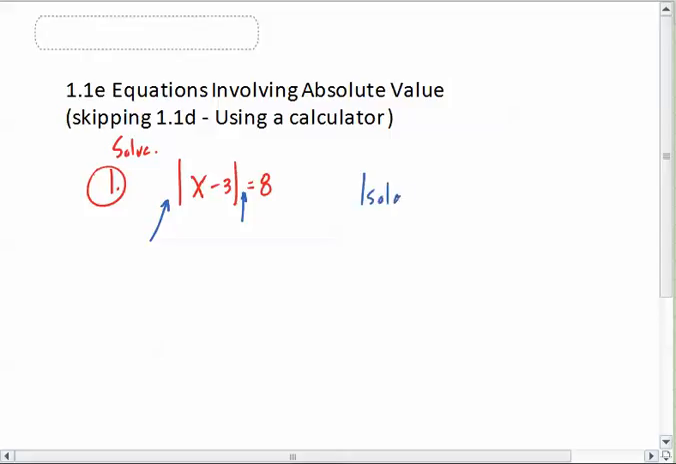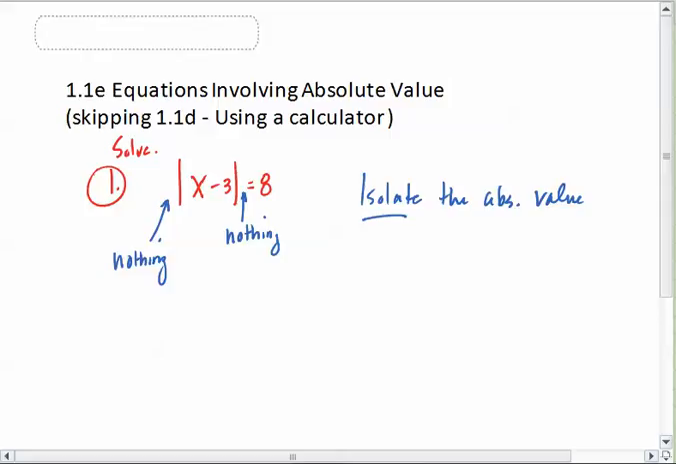So we're going to isolate the absolute value. Whatever's inside the absolute value, we're going to isolate it, meaning there's nothing here and nothing here. Now, if there is something there, we have to use the properties of equality to get rid of it. So here we go. Let's go ahead and take a look.